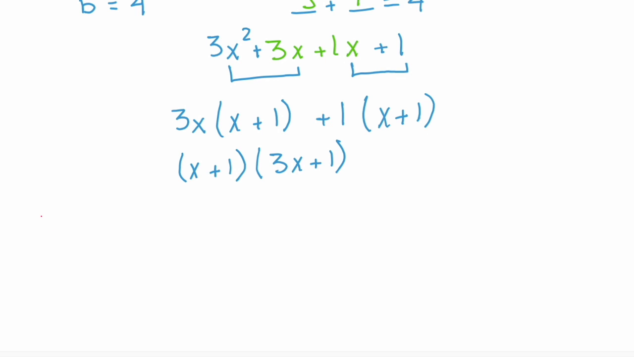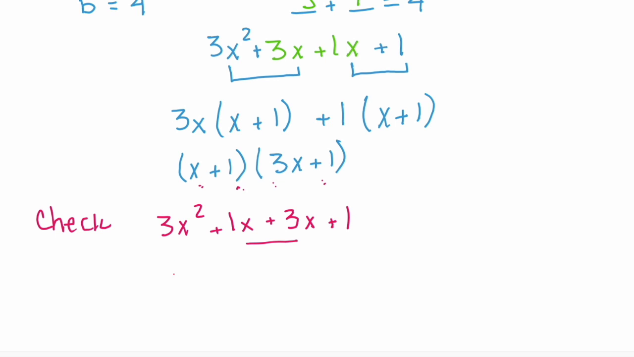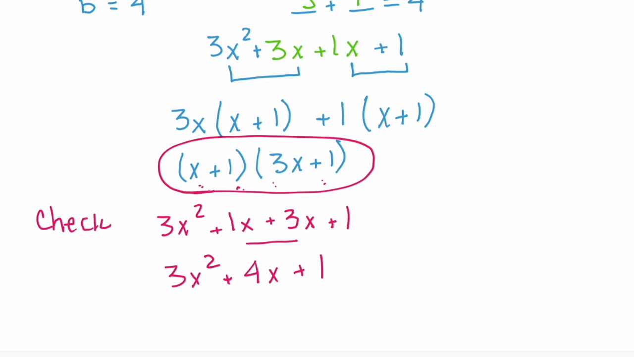And remember, you can always check. So to check that this is correct, we FOIL. 3x squared. Outer is a plus 1x. Inner is plus 3x. And the last 2 terms are plus 1. And if we combine those two middle terms, we get back to our initial trinomial, 3x squared plus 4x plus 1, which tells us our factored form of x plus 1 times 3x plus 1 is correct.